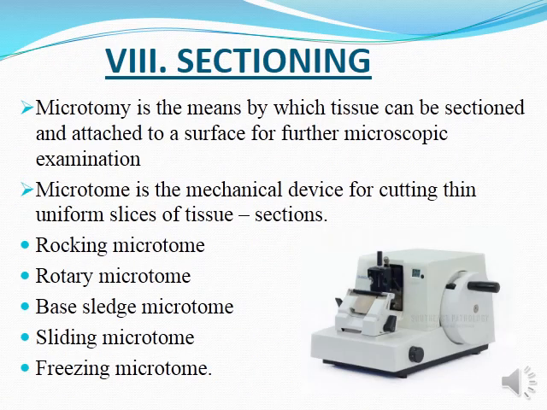Last is sectioning. Microtomy is the means by which the tissue can be sectioned and attached to a surface for further microscopic examination. A microtome is a device used for cutting tissues into thin sections. There are rocking, rotary, base sledge, sliding and freezing mechanisms. We use the rotary microtome.